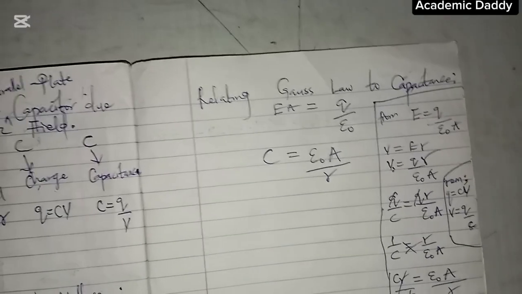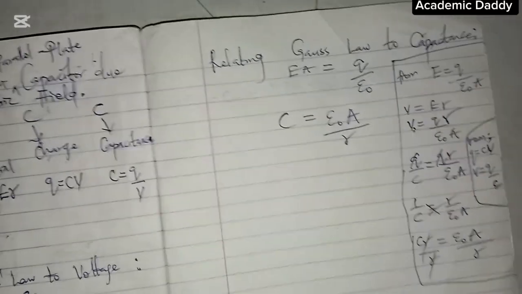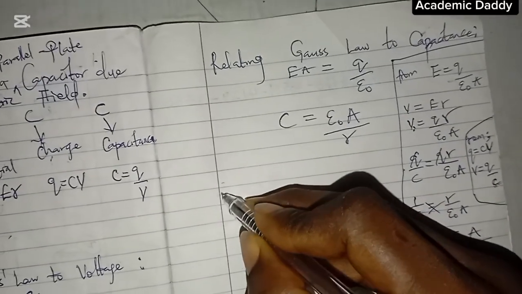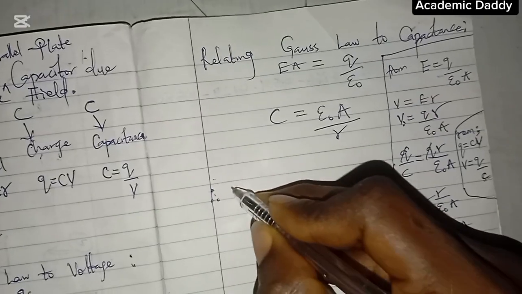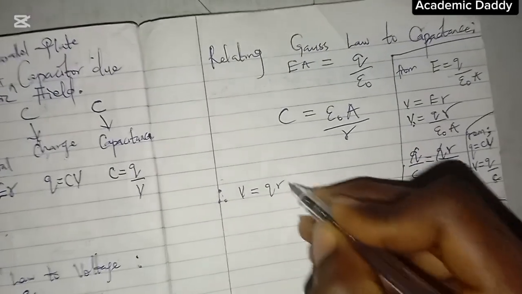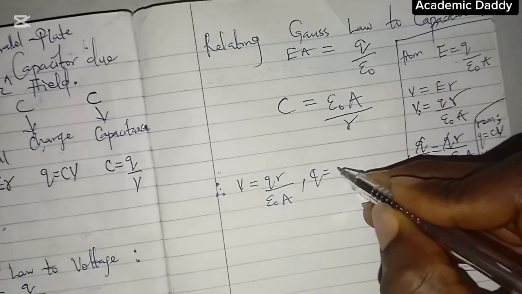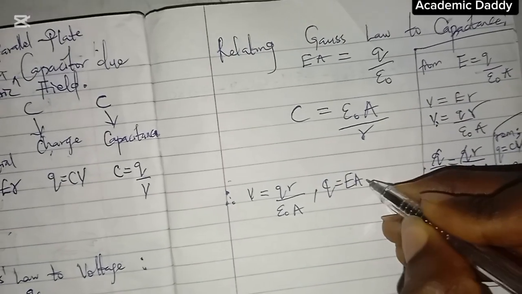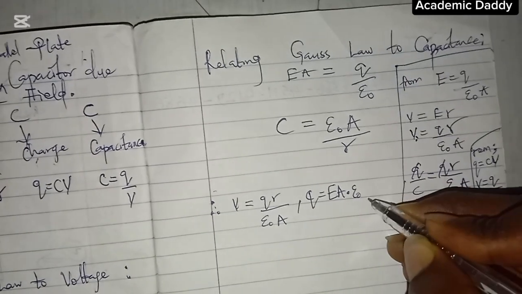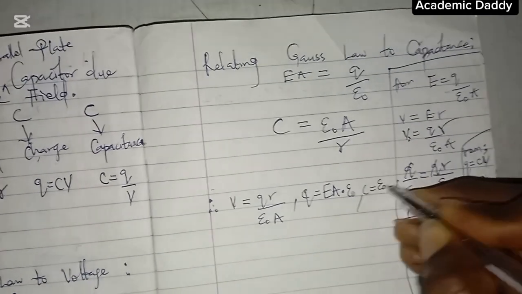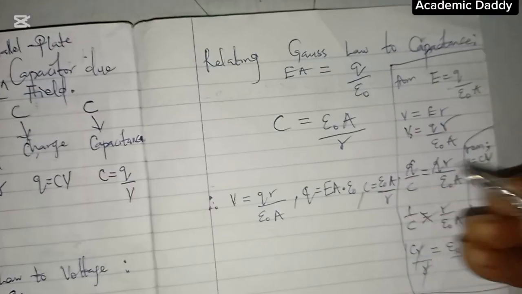By the time you've done this, we now have, therefore, V equals QR over E naught A, Q equals EA times E naught, and C equals E naught A all over R.